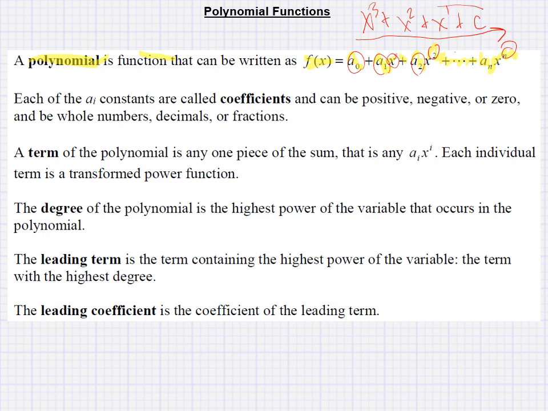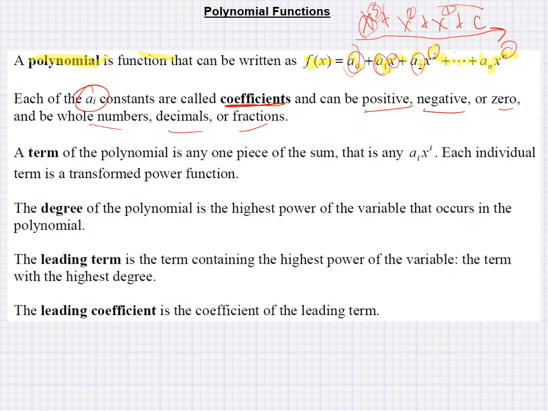But the idea is you have x to these positive, whole number powers, and then there are constant coefficients in front of each one of those terms. All those a values are called the coefficients. They could be positive, negative, zero. They could be whole numbers, decimals, fractions. Basically those constants out in front, those a sub values, could be anything.